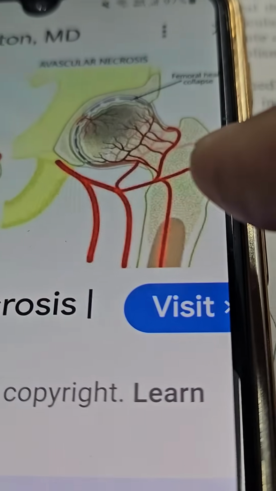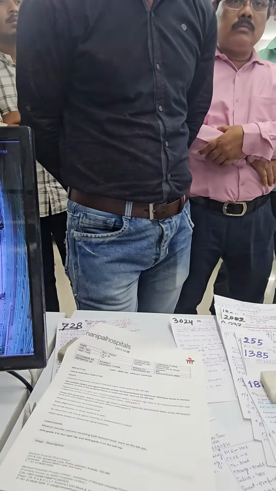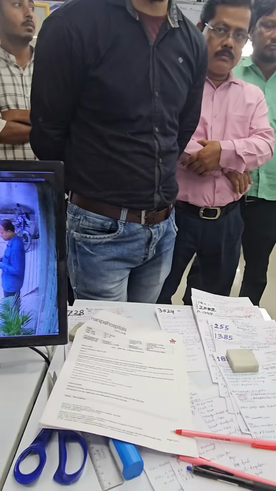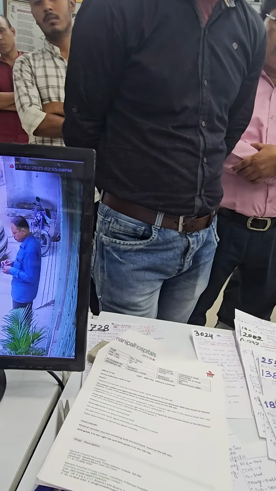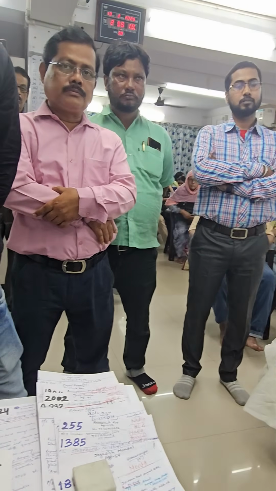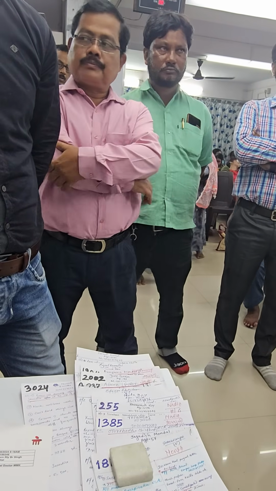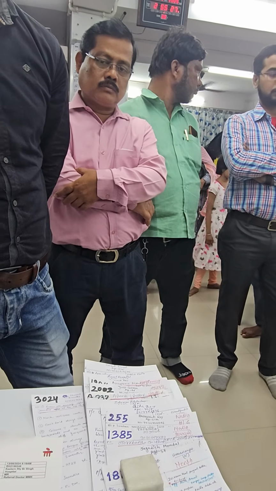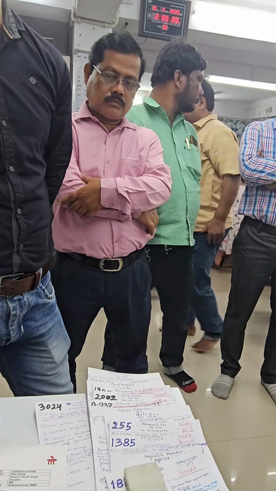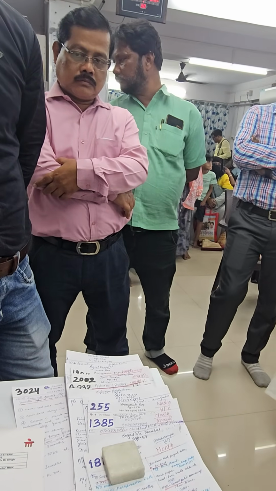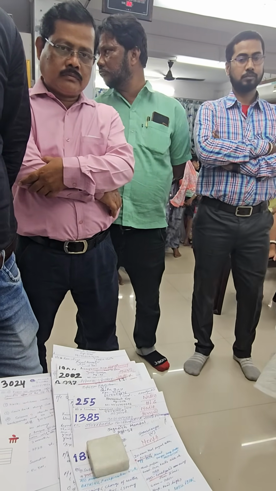the branches of the femoral artery rupture. So blood circulation is disturbed, and the part becomes necrotic, that is, devoid of circulation of blood. So necrosis, avascular necrosis. Avascular necrosis means the bone dies due to inadequate blood supply. It complicates fracture. Generally the cause is fracture.